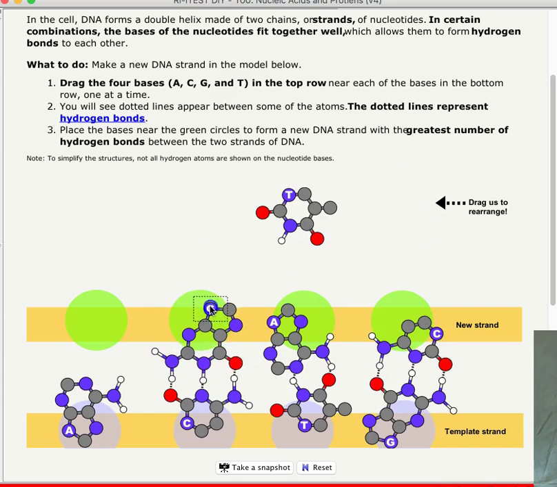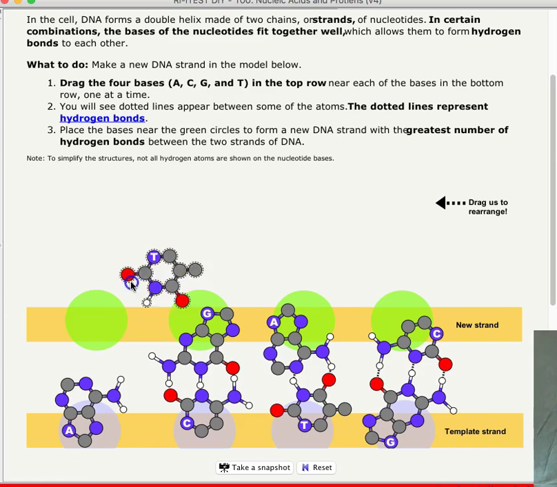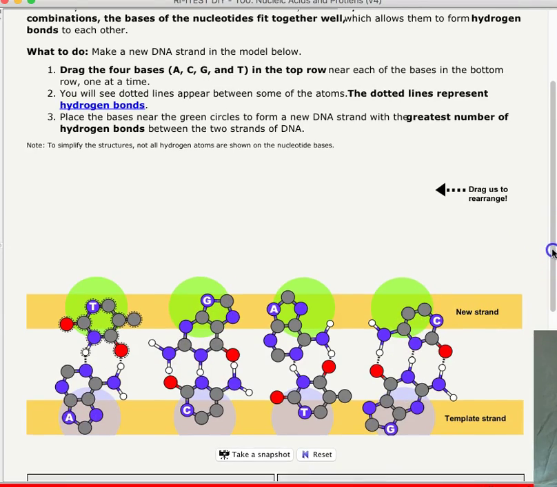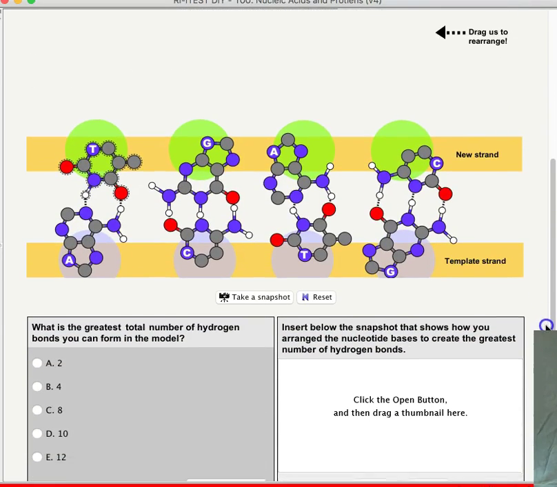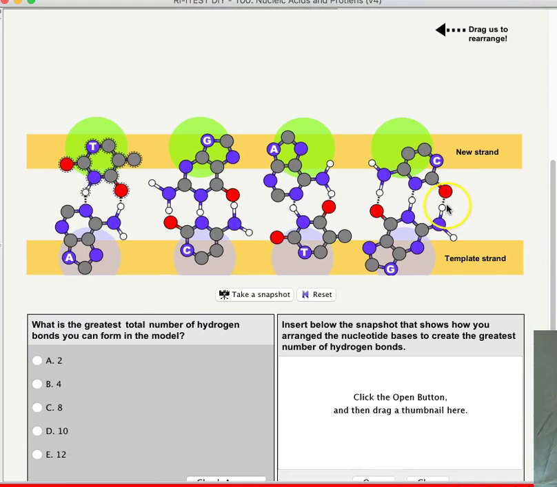How about G? We've got C and we've got A. Let's put it here. It made 3 hydrogen bonds there, and it only made 1 with A. So T must, of course, go with A. And you can see that there's a pattern here. A and T are always together. So here's A and T, here's A and T, here's G and C, here's G and C. And you can pause the video and count the number of hydrogen bonds.